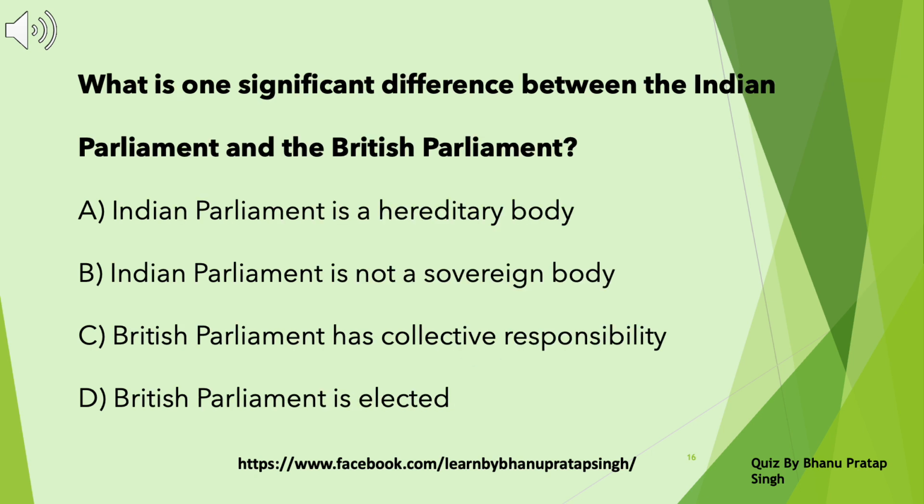What is one significant difference between the Indian Parliament and the British Parliament? A. Indian Parliament is a hereditary body. B. Indian Parliament is not a sovereign body. C. British Parliament has collective responsibility. D. British Parliament is elected. Choose the correct answer.